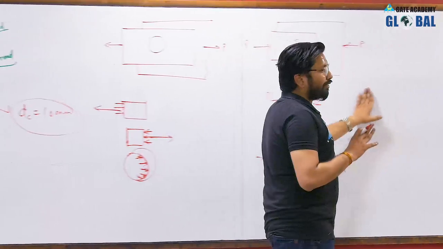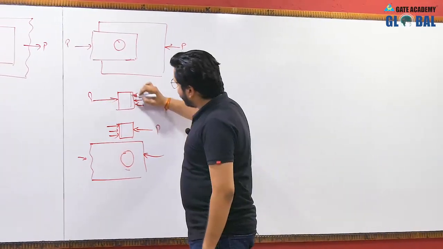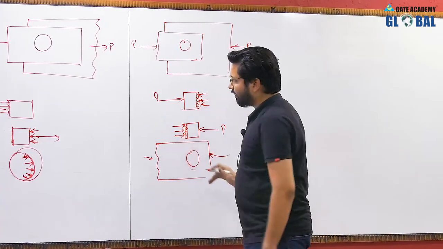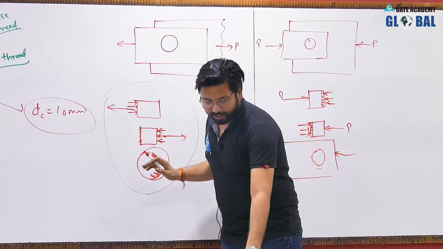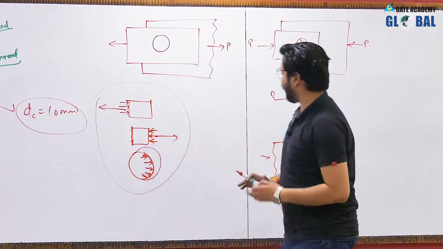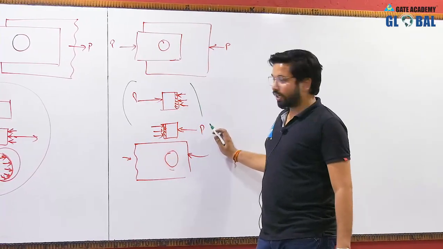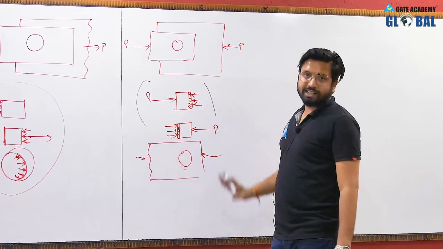Whereas if this type of loading is applied to the bolted connection, then there will be compressive stress, that is crushing stress, on the bolt like this. I have improved the diagram. There was a little correction. So this is the correct diagram. Now what will happen? There will be a crushing stress on the bolt. So in this case also the bolt will suffer a reduction in size.